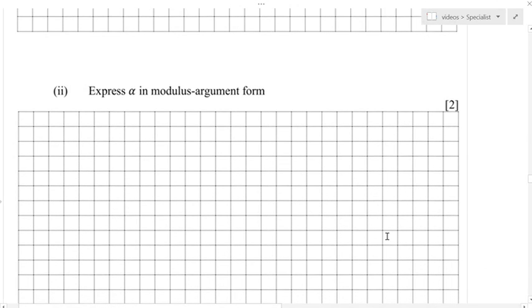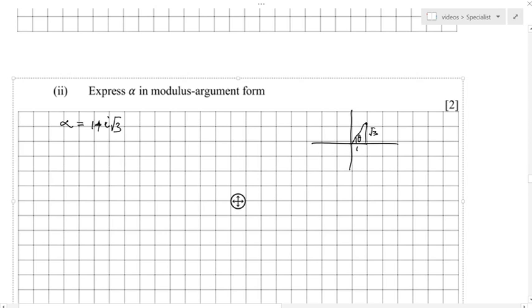Now we need to write alpha in modulus argument form. So alpha is given as 1 plus i root 3. And whenever you try to convert something into polar form, into modulus argument form, I strongly recommend that you draw a diagram to see in which quadrant your complex number lies. So if we see here, just a rough sketch diagram, 1 plus i root 3, this is 1, that's root 3 here. This is root 3, this is 1, so we need to find the argument, theta here.